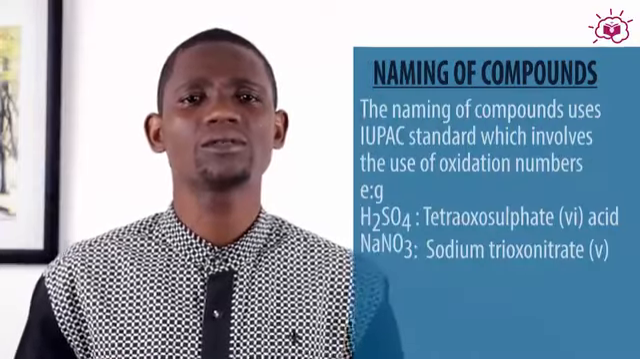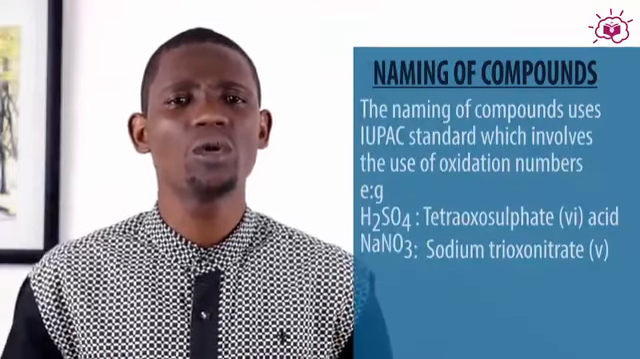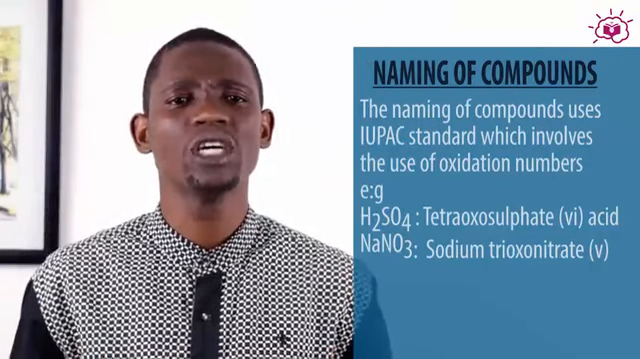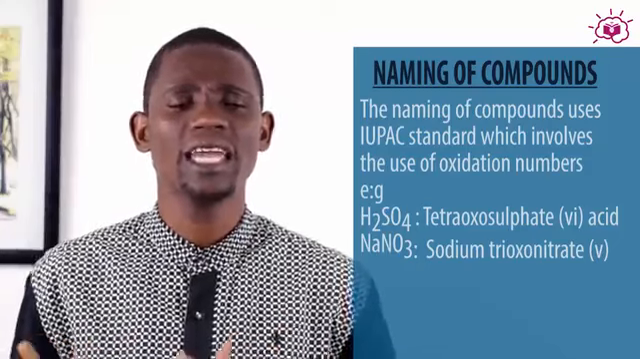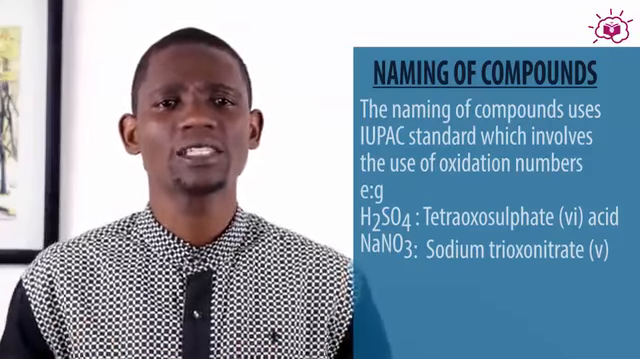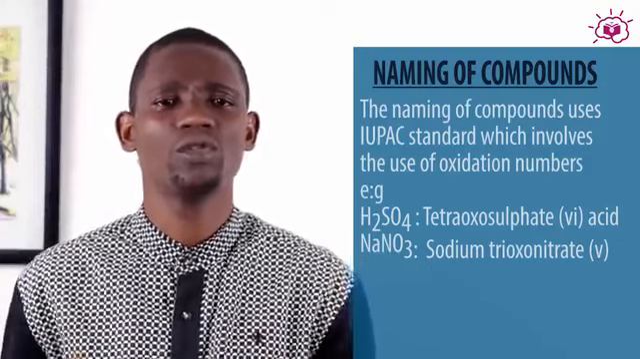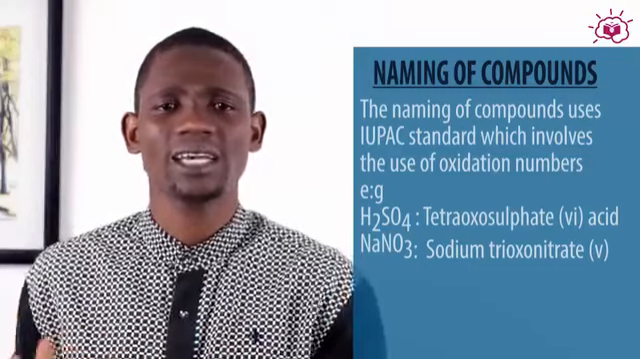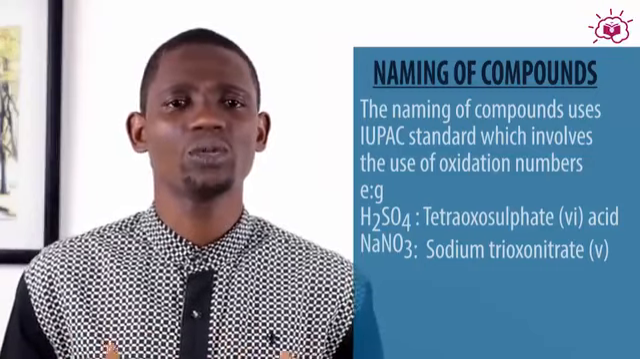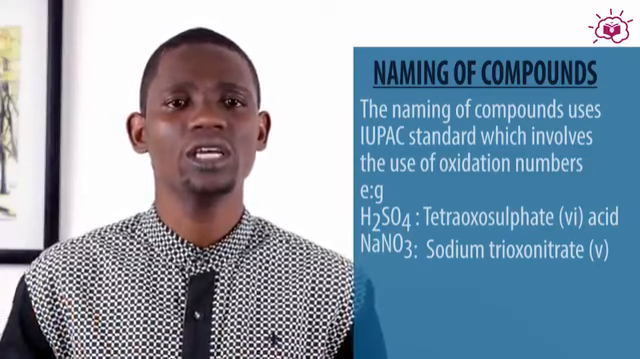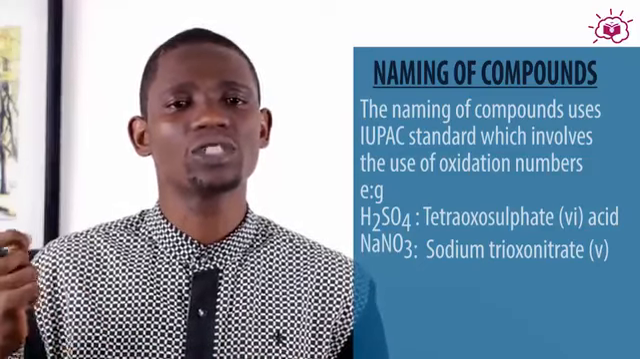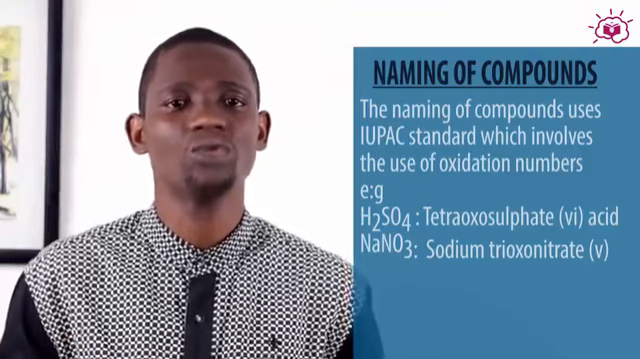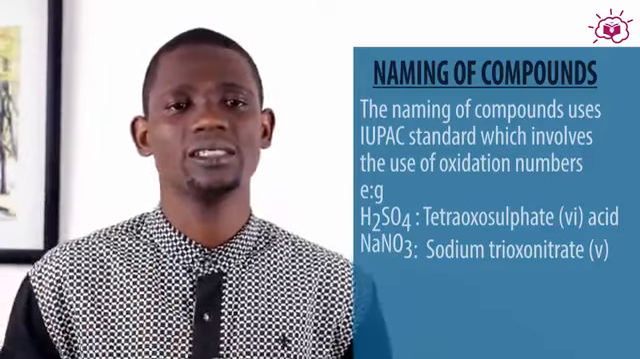The naming of compounds today is done using the IUPAC standard, and the IUPAC standard involves the use of oxidation numbers in naming compounds. Take for example the compound H2SO4. This is called tetraoxosulfate 6 acid. Tetraoxo because there are 4 atoms of oxygen, sulfate 6 because the sulfur there has an oxidation number of +6, and since this is an acid, we call it tetraoxosulfate 6 acid.